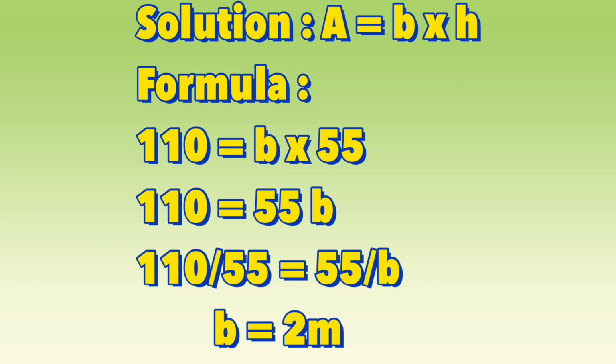Then we have to multiply it. B times 55 equals 55B, and the area, which is 110, just bring down or copy. And then since we're computing for the value of B, we have to eliminate the 55 by dividing both sides by 55. So 110 divided by 55 equals 2. And 55 divided by 55 is 1 times B equals B. So the base now is 2 meters.